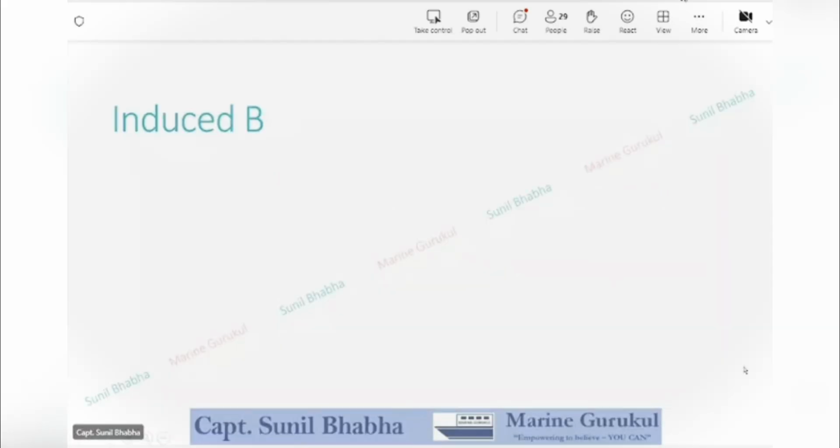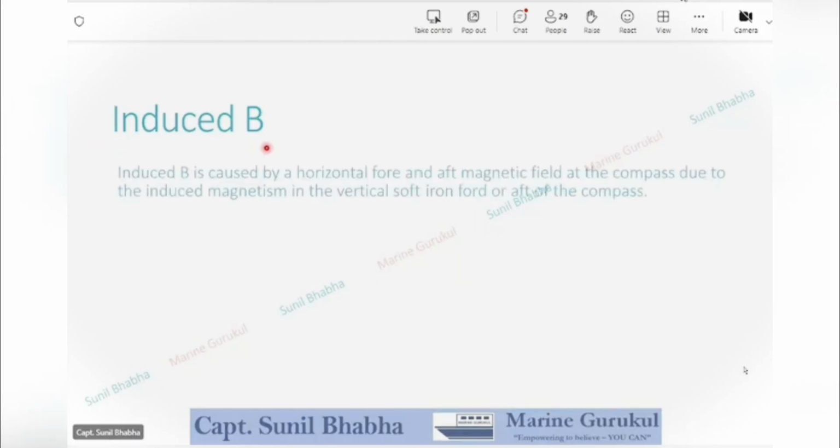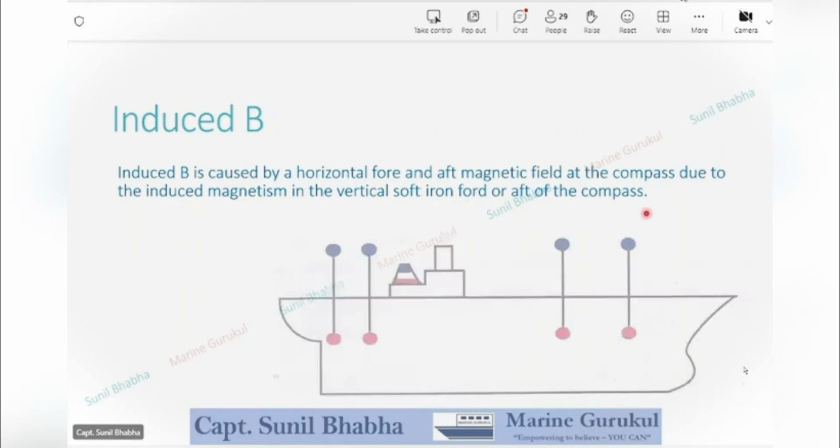Let's now move on to the second part of coefficient B, that is induced B. Induced B is caused by a horizontal fore and aft magnetic field at the compass due to the induced magnetism in the vertical soft iron forward or aft of the compass. So you see, again it is a horizontal fore and aft magnetic field, but it is generated because of induced magnetism in the vertical soft iron forward or aft of the compass. Let me show you how it is generated.